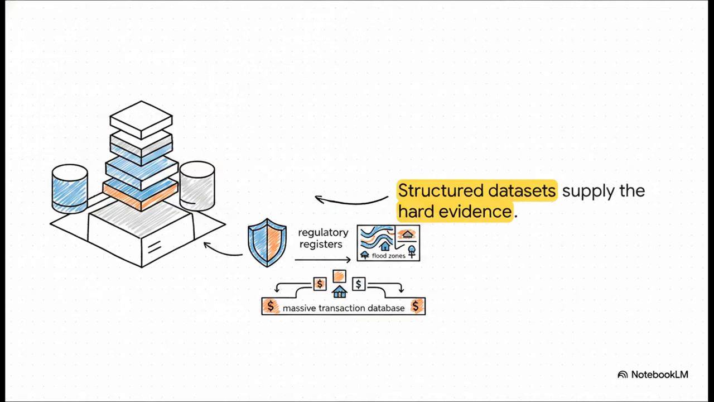And then we layer on the hard evidence, structured data sets. This includes regulatory registers, hazard rasters, which are basically geographical data maps showing physical world realities like flood zones, and massive transaction databases.